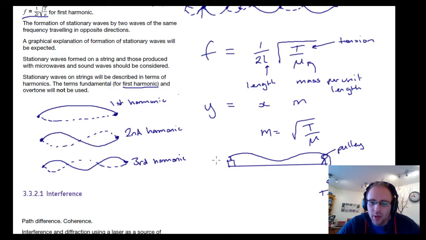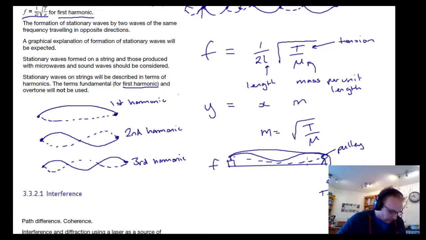You can change the frequency. This would only be one loop, because this only works for the first harmonic. So you can find the mass per unit length of the string, or you could measure it. You could know the tension, and you change the frequency on the oscillator.